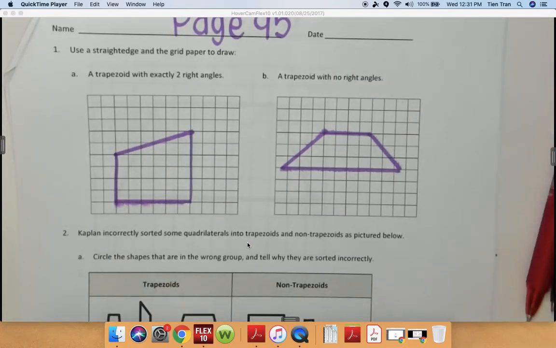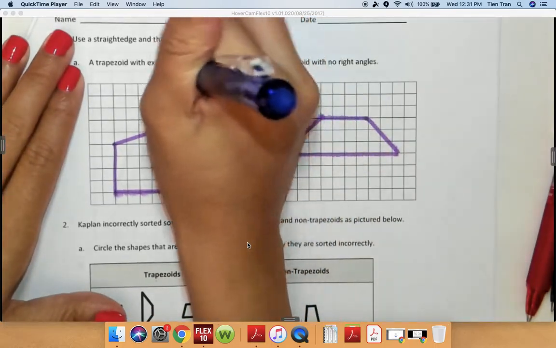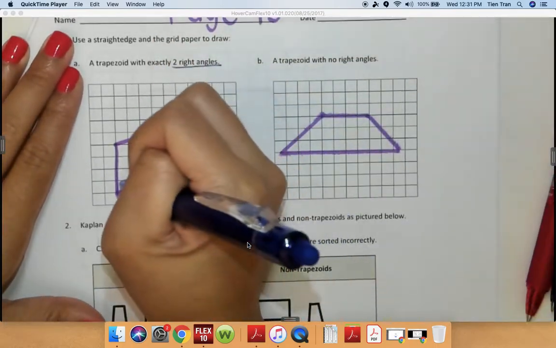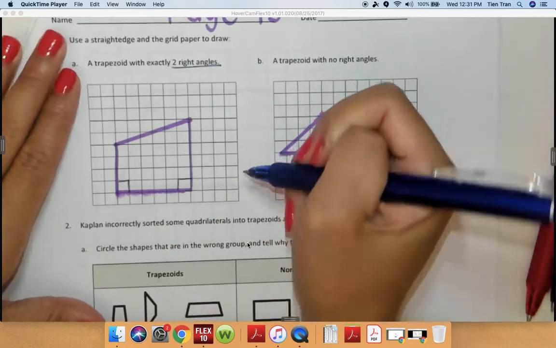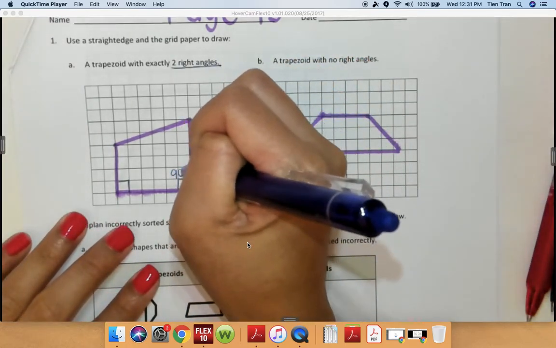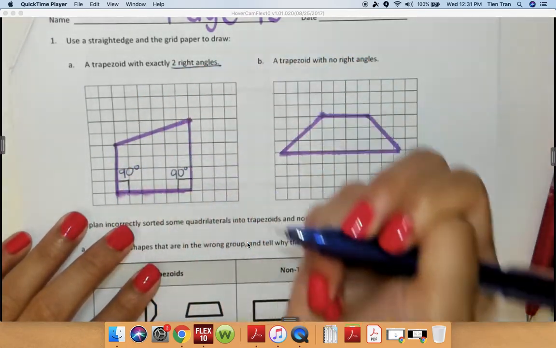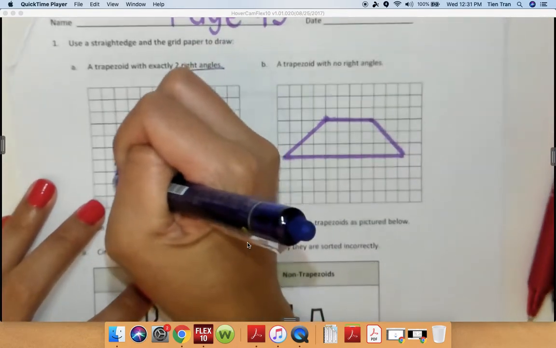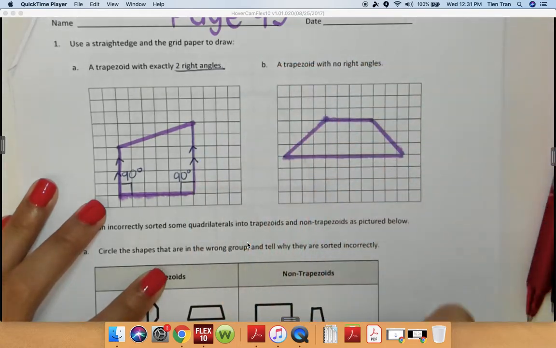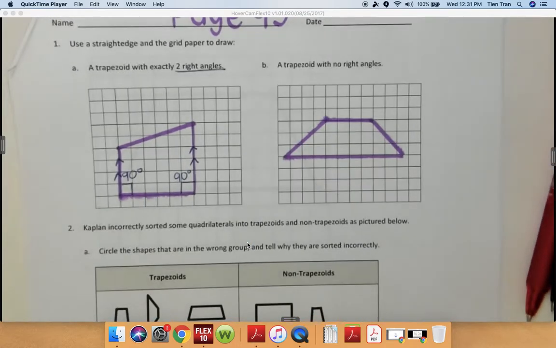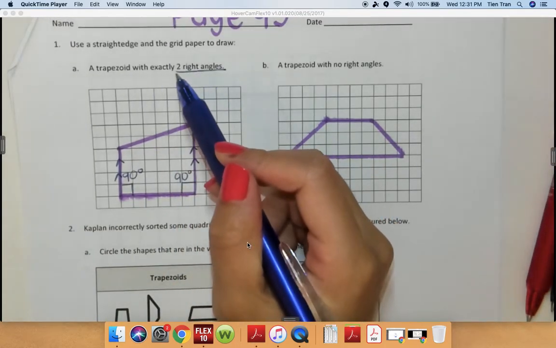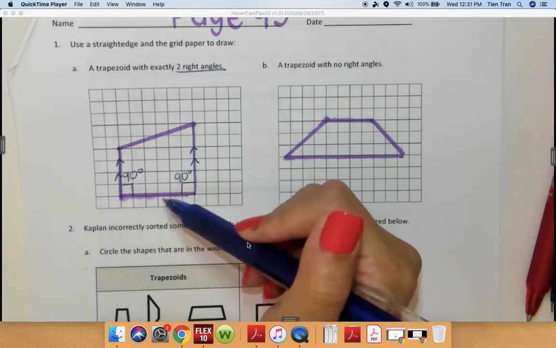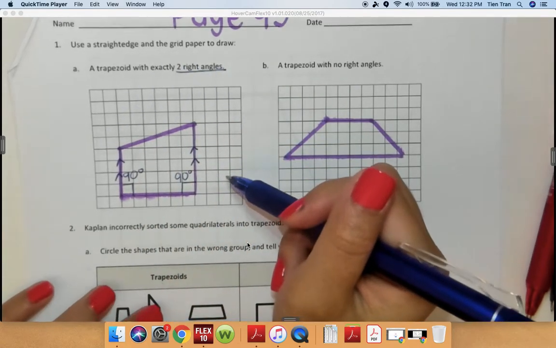It says right here, a trapezoid with exactly 2 right angles. So this is 2 right angles. Right angles are 90 degrees. And it's still considered a trapezoid because it has 2 parallel sides. Okay, and you have your 2 90 degree angles, which is your 2 right angles. So I did that. That's all you have to do for problem A.